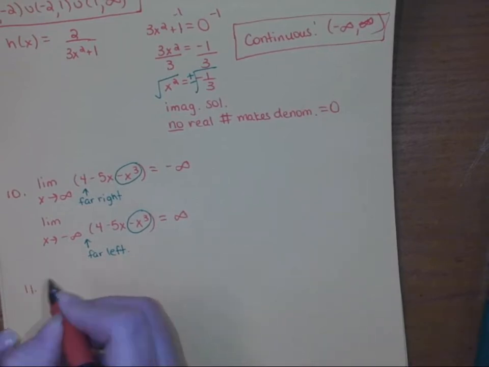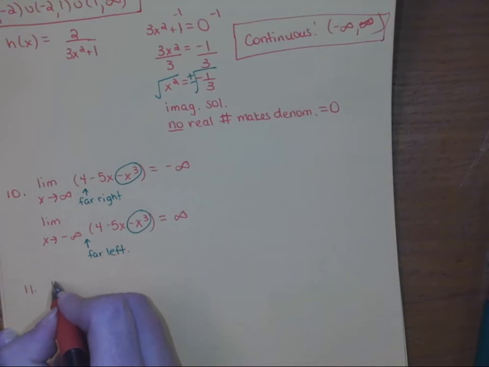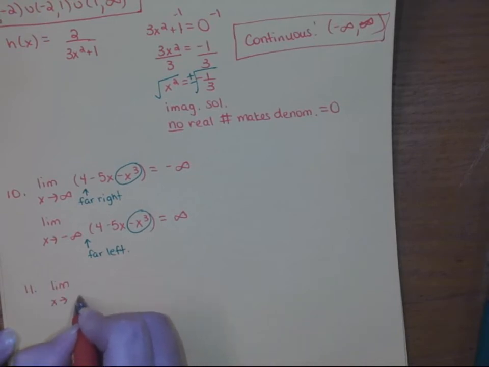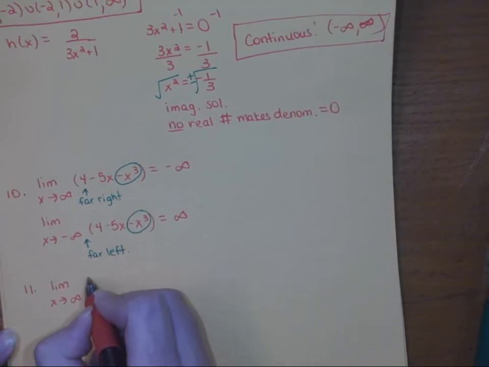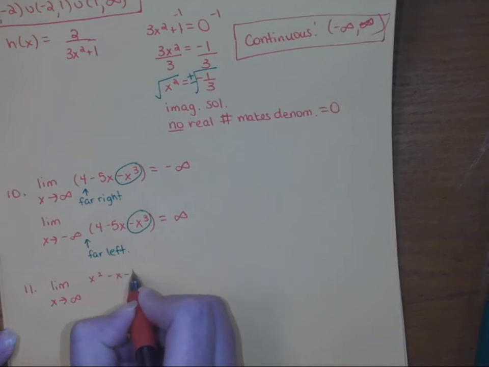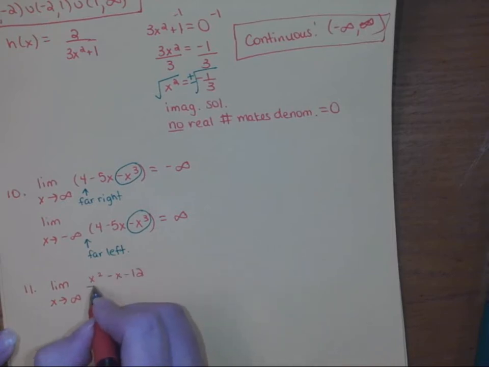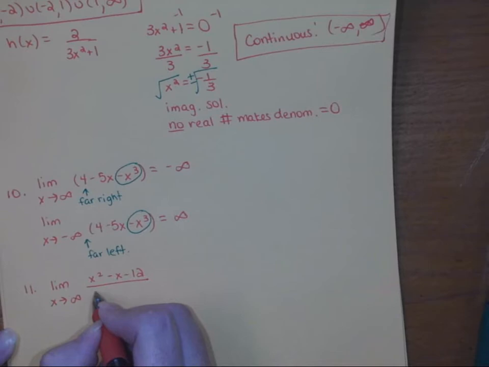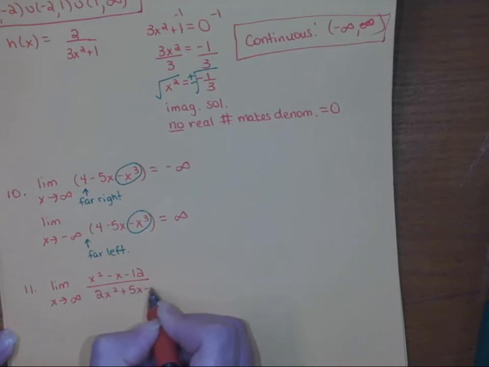For number 11, the question is different. So again, though, we need to say the limit as x approaches infinity of x squared minus x minus 12 over 2x squared plus 5x minus 12.